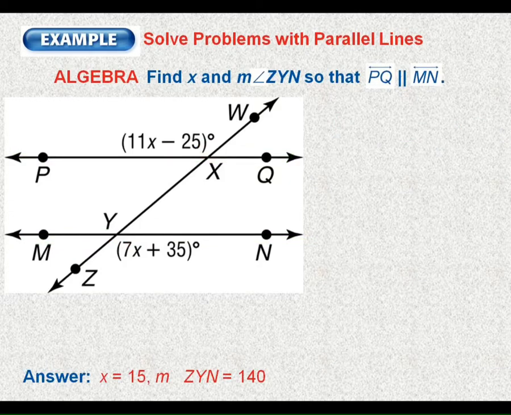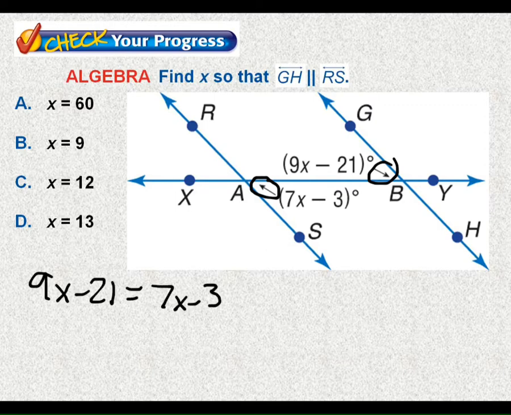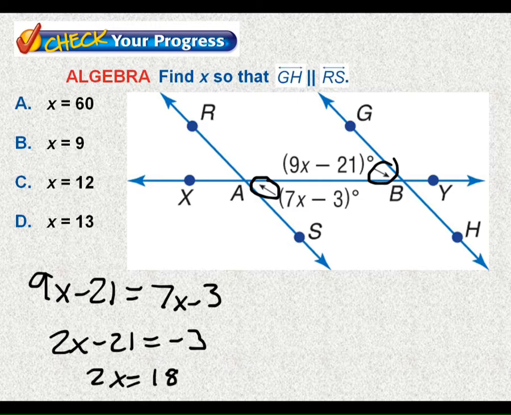All right, let's look at another one. Find X so that those two lines are parallel. Well, these two angles are what? Alternate interior. So in order for those lines to be parallel, the alternate interior angles have to be congruent. They have to be equal. So 9x minus 21 would have to be equal to 7x minus 3. Subtract 7x from both sides, I get 2x minus 21 equals negative 3. Add 21 to both sides, I get 2x equals 18. Divide both sides by 2, x is 9.